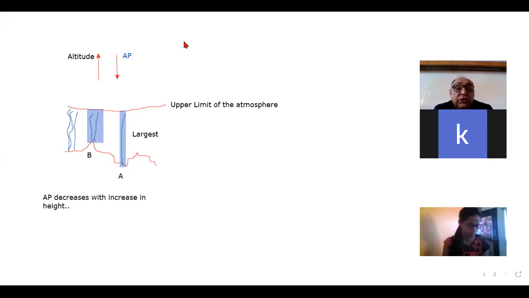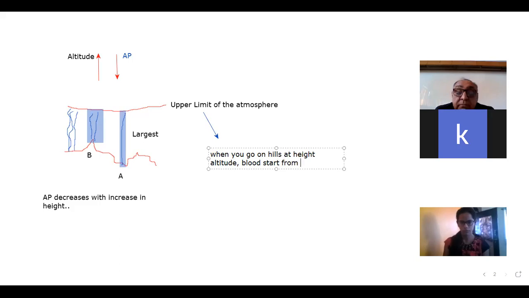Beta associated with this is a very important phenomenon. When you go on hills, at higher altitude, what happens? Blood starts flowing from the nose or the ears of individuals. Some individuals may have this problem. This is a common thing. Why does this happen?